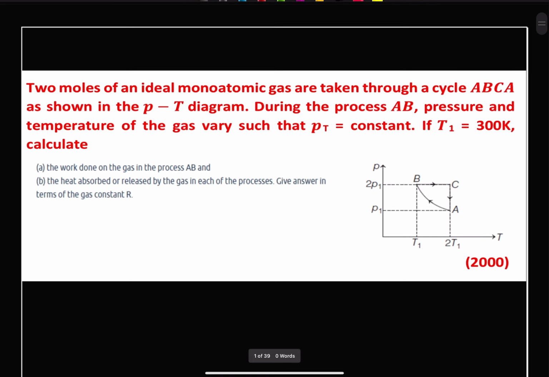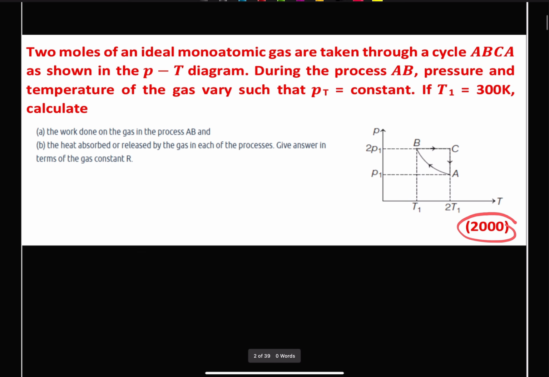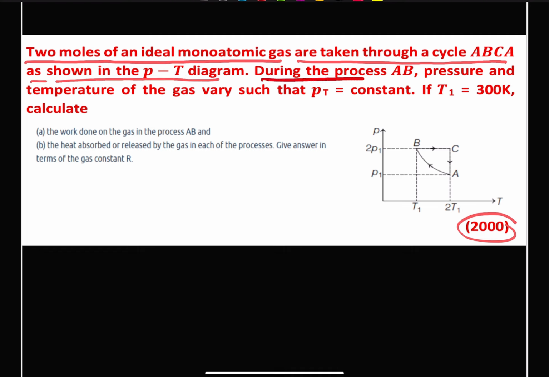So first question, it was asked in the year 2000, and it states that 2 moles of ideal monoatomic gas are taken through a cycle ABCA as shown in the PT diagram. During the process AB, pressure and temperature of the gas vary such that PT is constant. If T1 is 300 Kelvin, calculate.